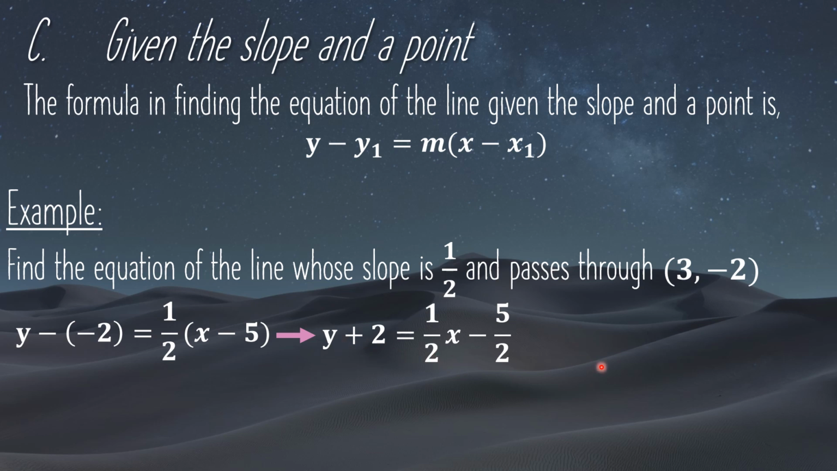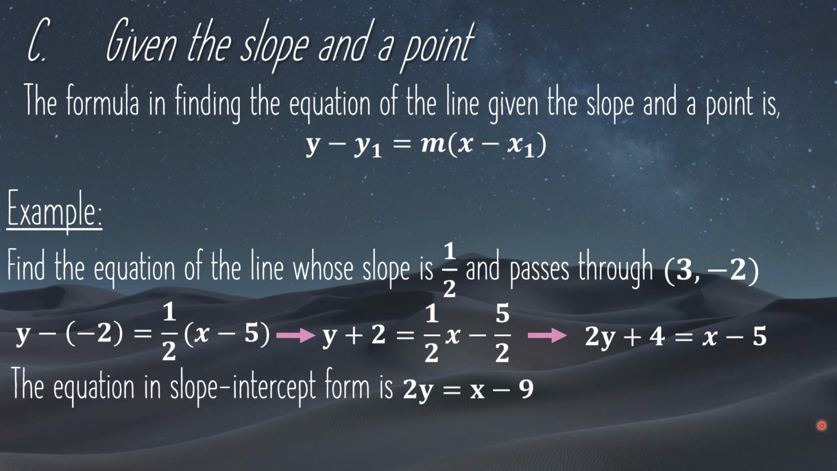So when we multiply this whole equation by 2, the answer will be 2y plus 4 equals x minus 5. Because 2 times y is 2y, 2 times 2 is 4, 1/2 x times 2 is 1x or x because kinancel lang natin yung 2, and then negative 5 halves times 2, kinancel din yung 2 kaya naging negative 5. So the equation in slope-intercept form is 2y equals x minus 9.